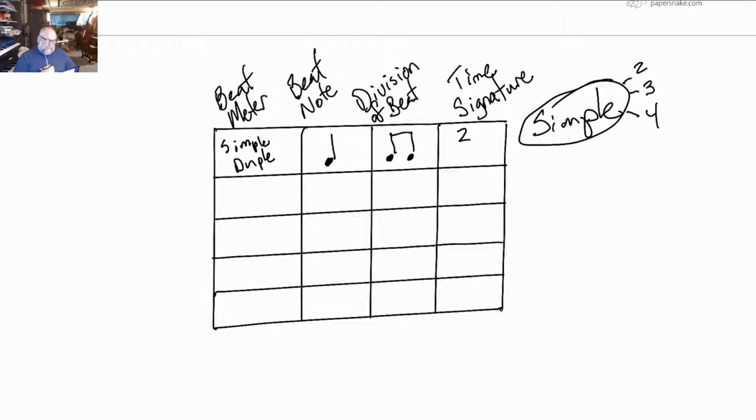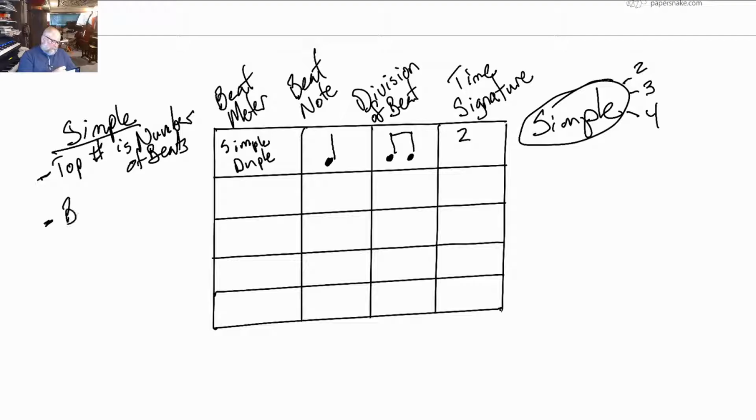And then the bottom number of the time signature comes from the beat note. So again, in simple time, I'll write this over here. In simple time, top number is number of beats. That's factoid number 1. Factoid number 2. Bottom number is beat note.